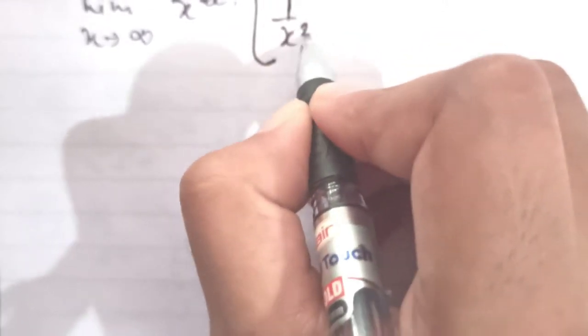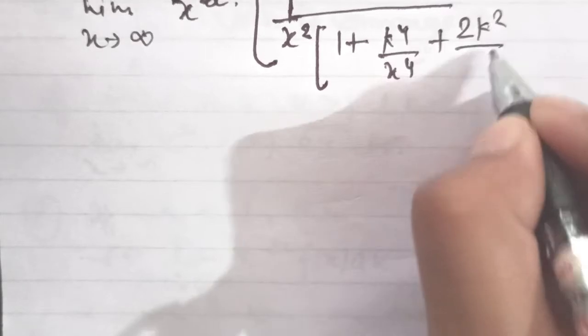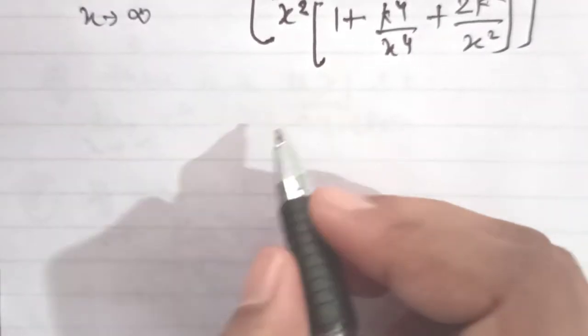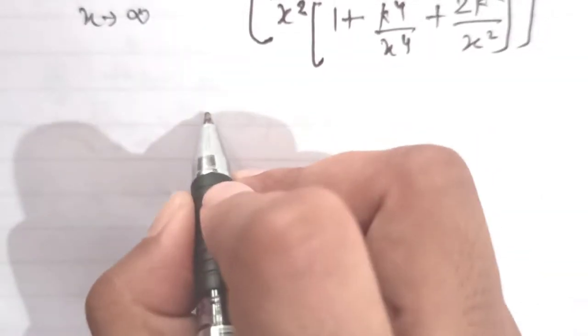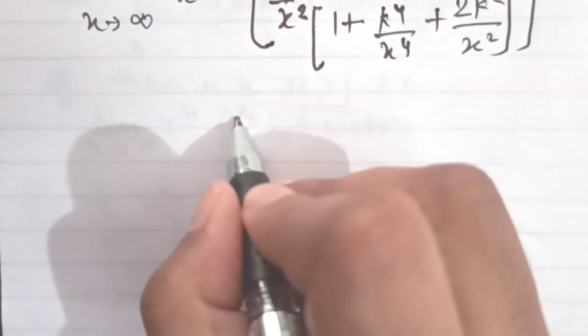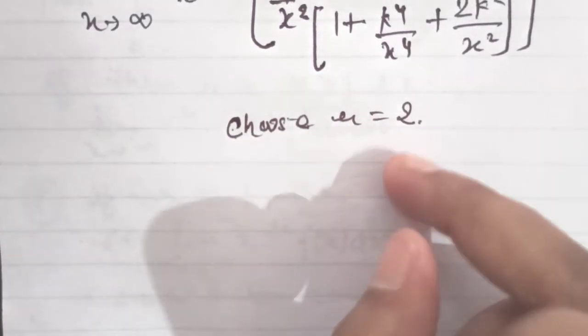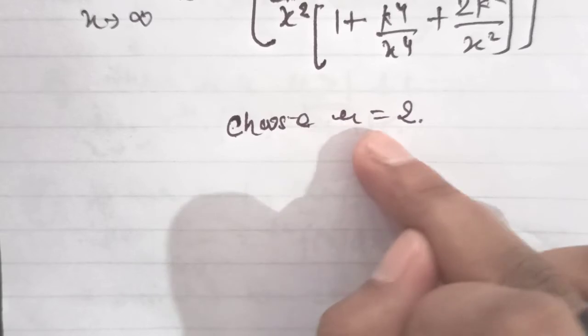After that, taking x to the power mu into the function, which is 1 upon x square, and below this, 1 plus k to the power 4 upon x to the power 4 plus 2k square upon x square. This is the function which I have. After that you can choose mu. So here I am choosing mu equal to 2. Is it greater than 1? Yes, so we can choose mu equal to 2.